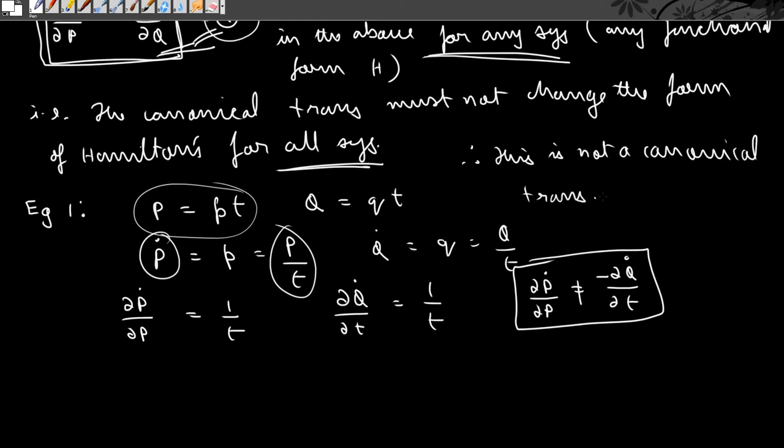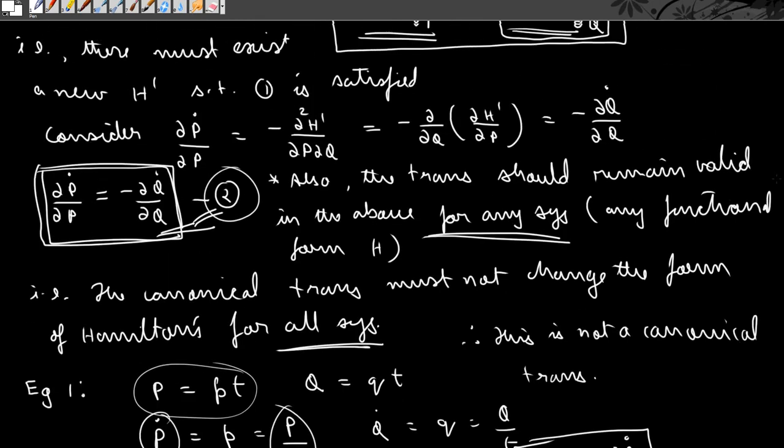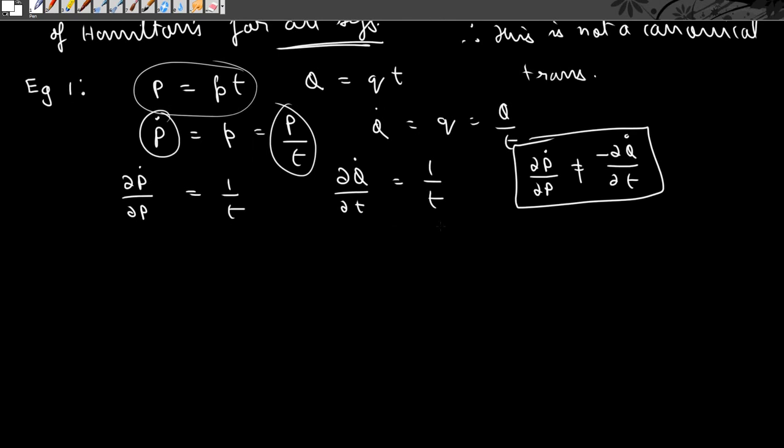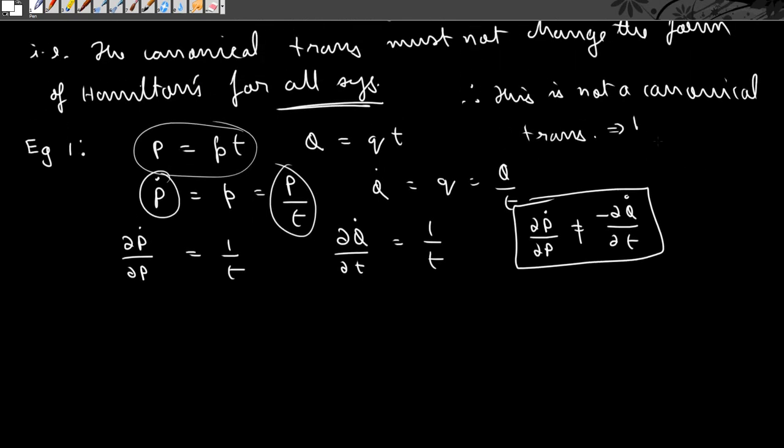Why? Because there cannot exist an H' such that equation 1, the form of Hamilton's equations, is still valid. This is because there cannot exist a Hamiltonian H' which depends on the new coordinates such that equation 1 is followed.